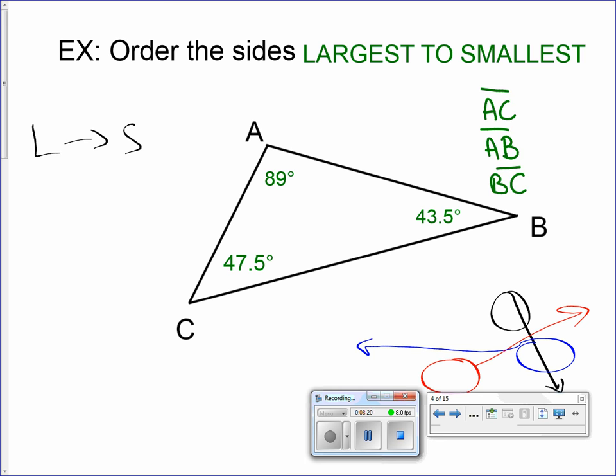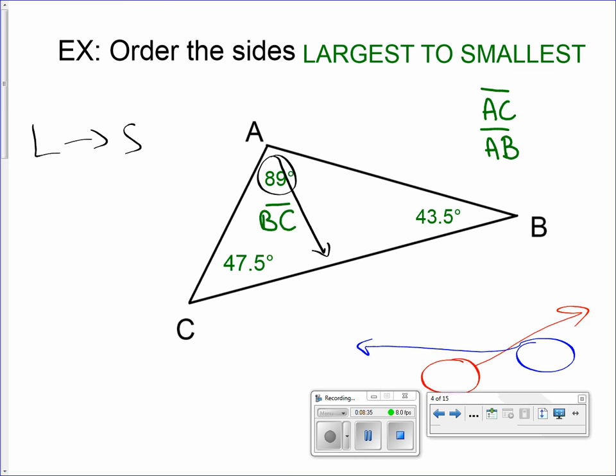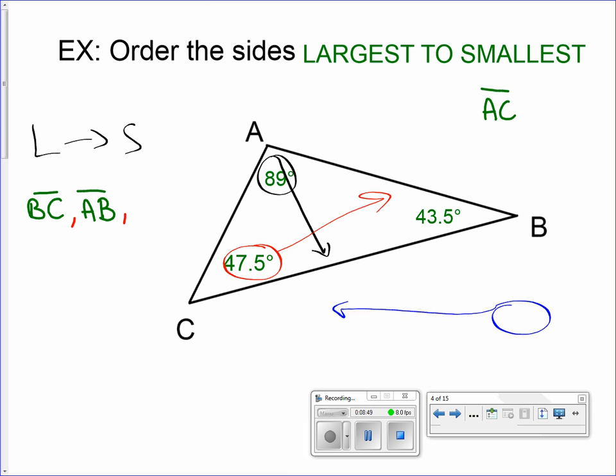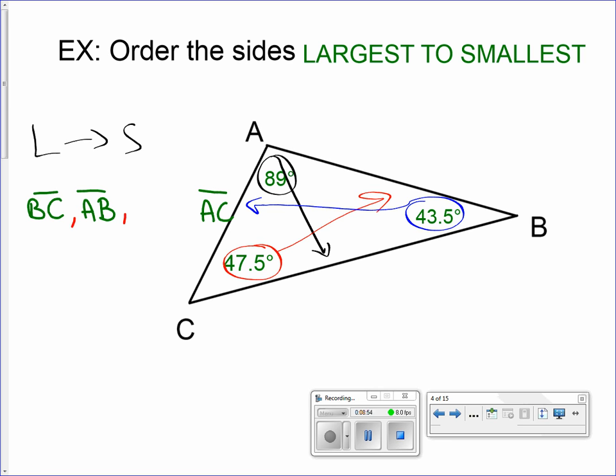Okay, so the largest angle is going to be that 89. And I'm going to encourage you again to circle the angle, draw an arrow to the side to help you kind of visually see what's going on. So it looks like BC is the largest side. Then comes the 47.5, which is AB, the next side. Then we have the final side, just through logic, we have a third side, right? It has to be AC, is the smallest.